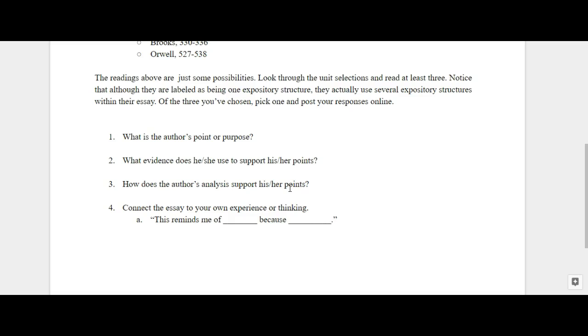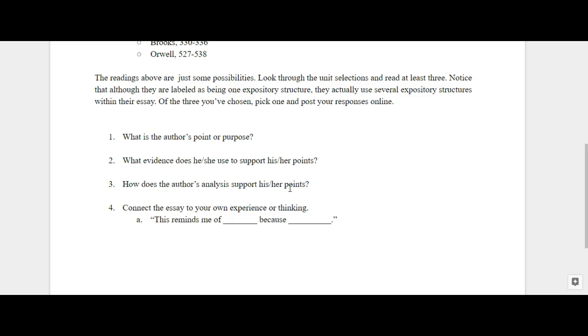Second question: what evidence does he or she use to support her points? We want you to notice how the authors integrate evidence into their essays. Third question: how does the author's analysis support the points? So notice it's not just bringing in evidence, but we also have to analyze that evidence and show how it connects with the theme or ideas that we're developing.